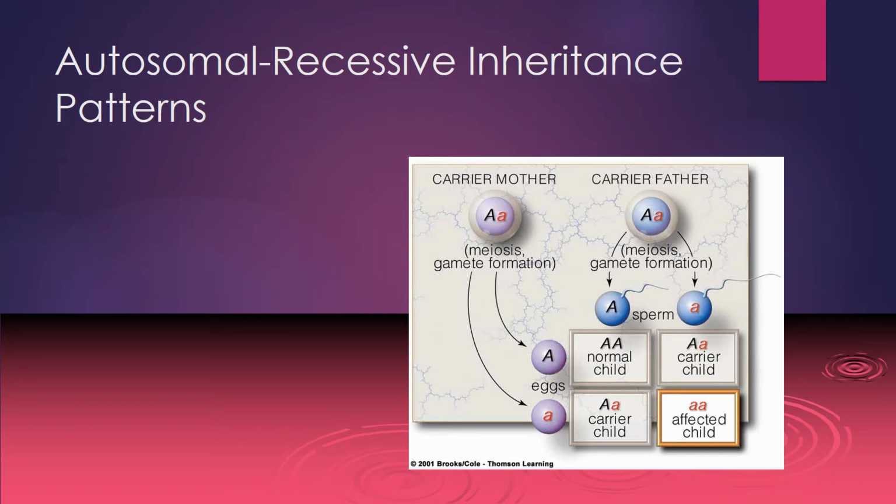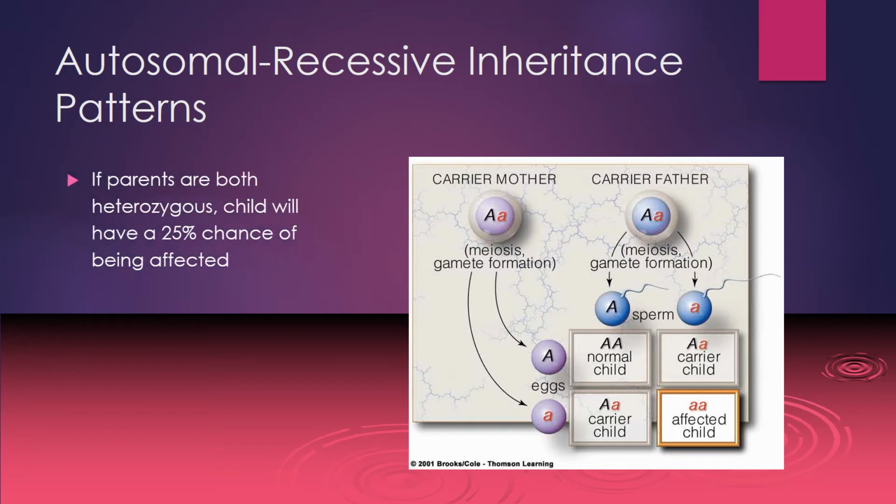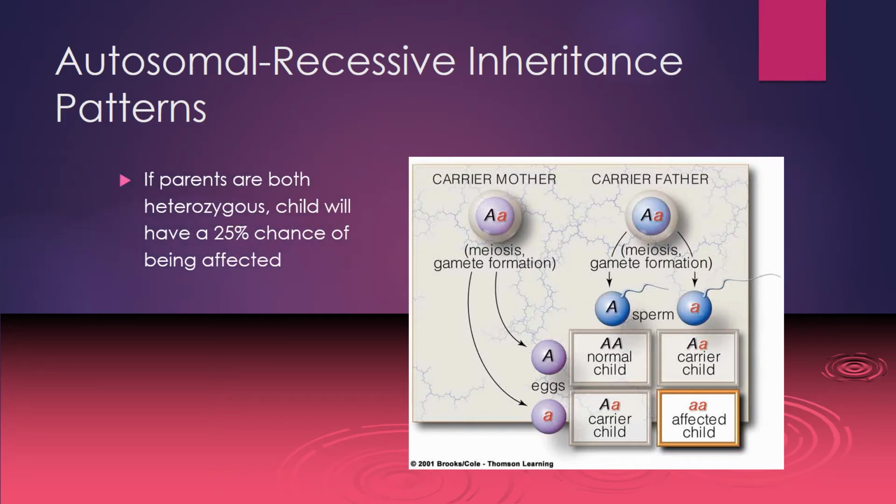And when we're looking at how this is inherited, you should be familiar with the Punnett square. We know that if there are two heterozygous parents, meaning each of them carries a recessive gene for the disease, that's going to make them a carrier. If they carry that recessive gene for a disease, they are a carrier of that disease.